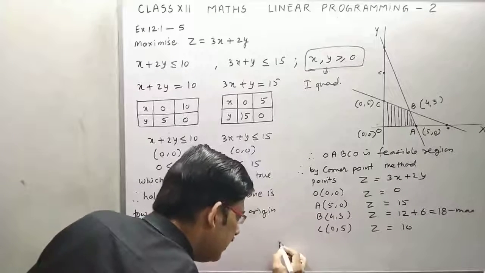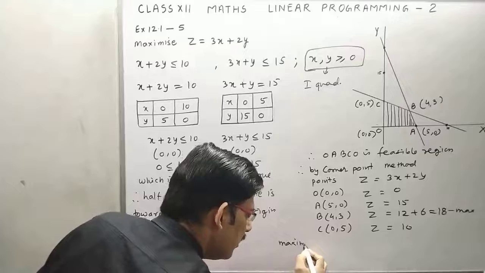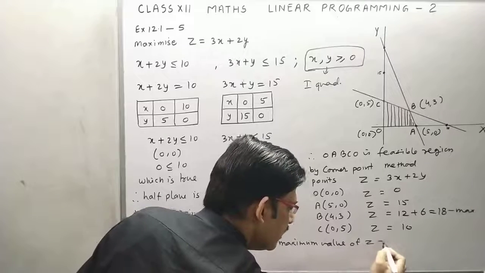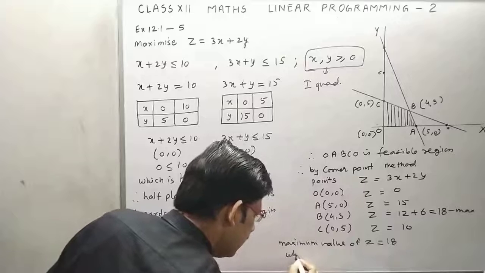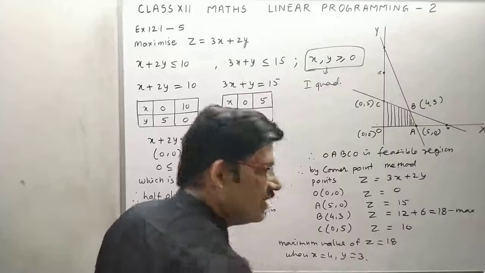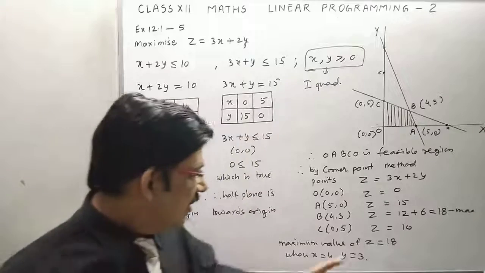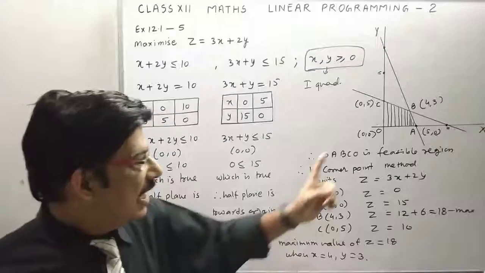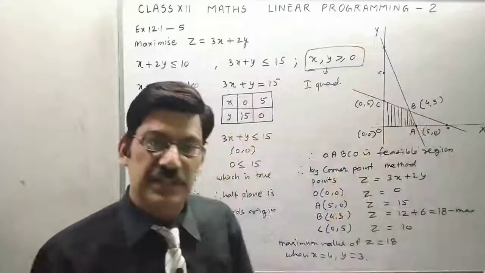So, the answer will be: the maximum value of Z is equal to 18 when x = 4 and y = 3. So this is the answer at which the value of Z is maximum, and this is the common region, you can say. Thank you.